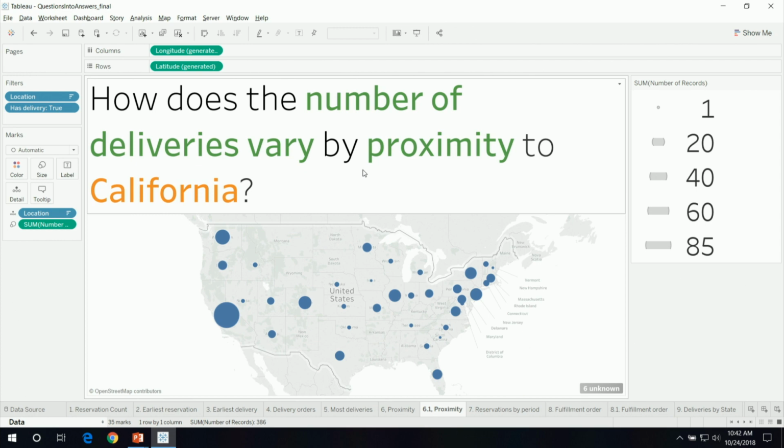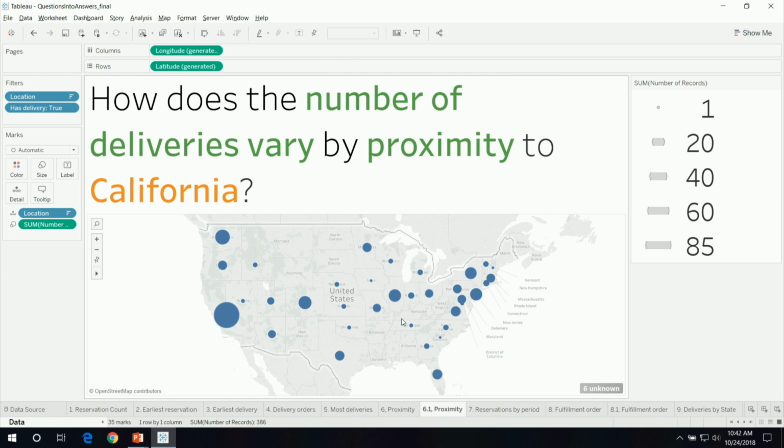California here is one of those domain words, but what it's really keyed me in on is the fact that I care about states and I care about location. So I've got a map. I've got location on the viz to help me get that state information. I've got my number of deliveries indicated by the size. And because I've got proximity out here, I've got it on a map, so I can see that.